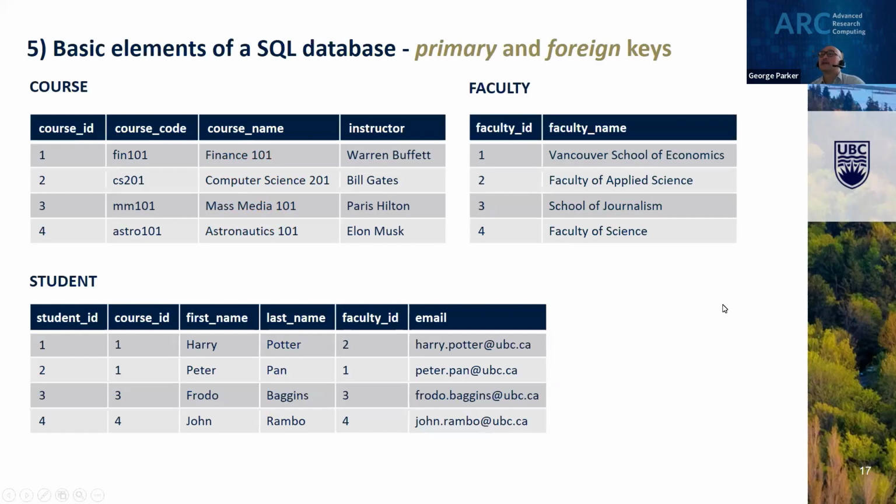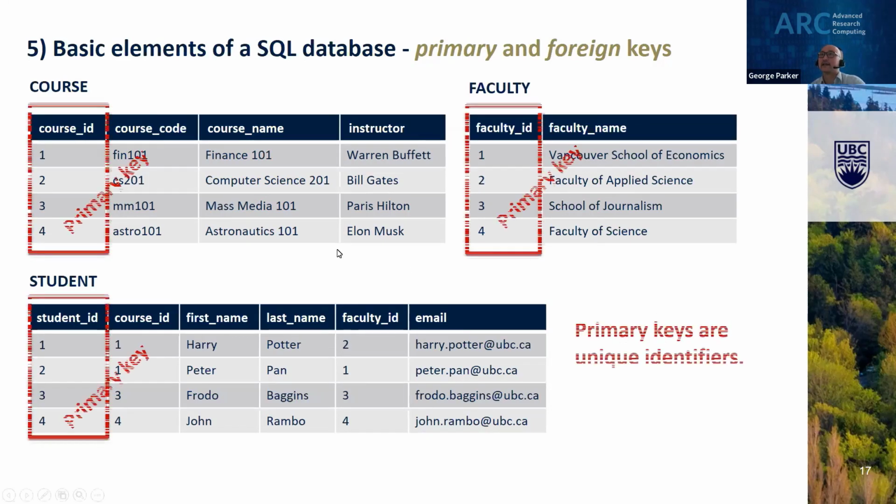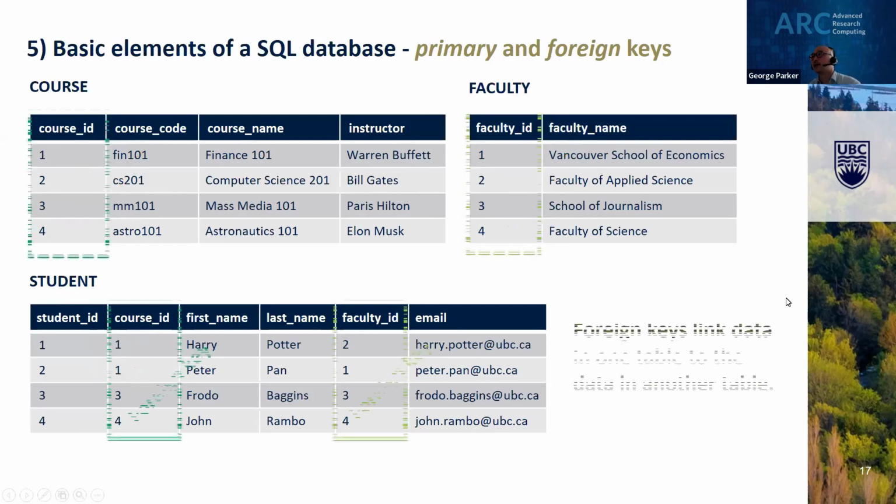Same tables again. Within each of the tables, there is a data field that uniquely identifies each of the rows within each of the tables. They are called primary keys. So primary keys are unique identifiers. Looking at this course table as an example, if I specify course ID equals 3, then the database knows I'm talking about this row. That's a primary key.